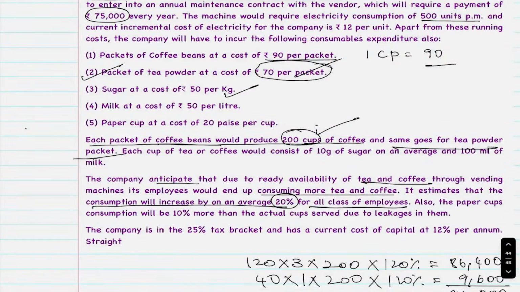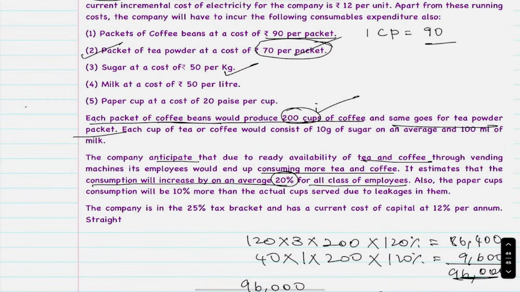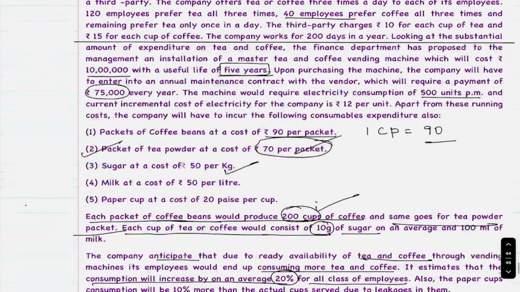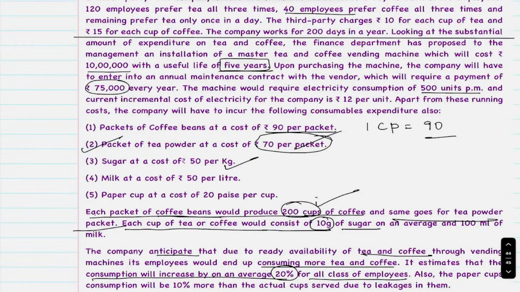Sugar is 50 per kg. See here what they say. Each cup of tea or coffee would consist of how many grams of sugar? 10 grams of sugar. First, to know about the basic measurement: 1 kg equals 1000 grams. 1 kg equals how many grams? 1000 grams. You have units of measurement also if you don't know. Now tell me, sugar cost is 50 per kg.